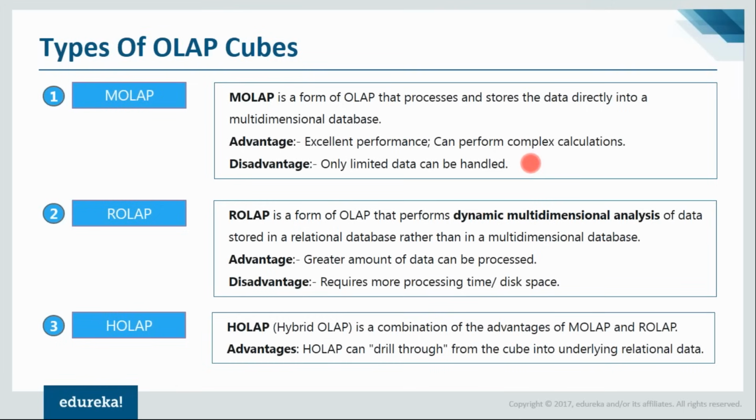That's where ROLAP scores over MOLAP. ROLAP stands for Relational Online Analytical Processing. ROLAP is a form of OLAP that performs dynamic, multidimensional analysis of data stored in a relational database rather than in a multidimensional database.